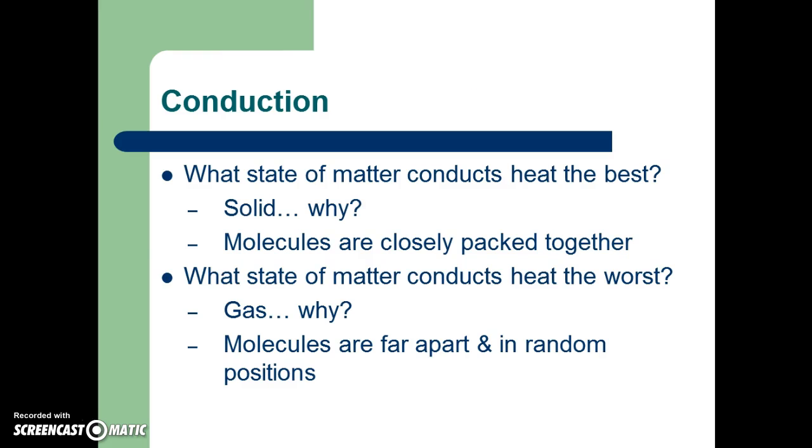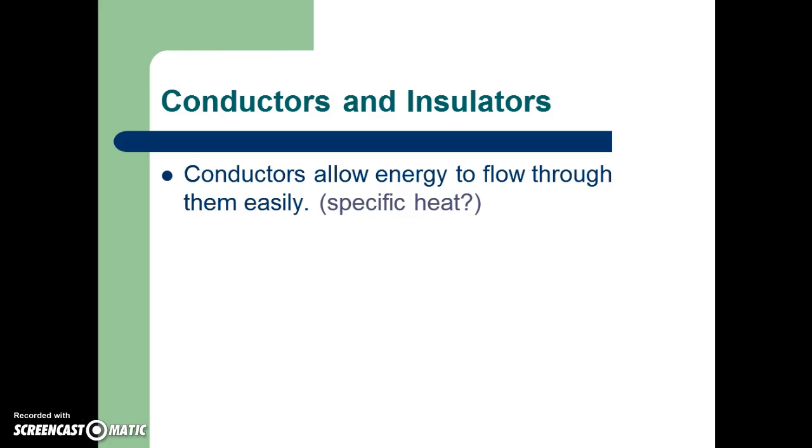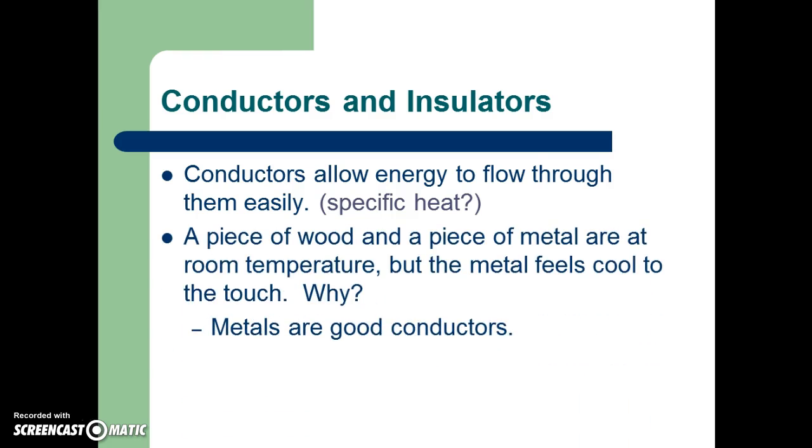Okay, so conductors are materials that allow energy to flow through them easily. Okay, so they conduct heat and electricity well, or they transfer that heat and electricity well. Okay, think about specific heat. If it has a low specific heat, it's going to be a good conductor. If it has a high specific heat, it's going to be an insulator. Okay, so a piece of wood and a piece of metal are at room temperature, but the metal feels cold to the touch. Why? Well, because metals are good conductors. Why? Because they have a low specific heat.